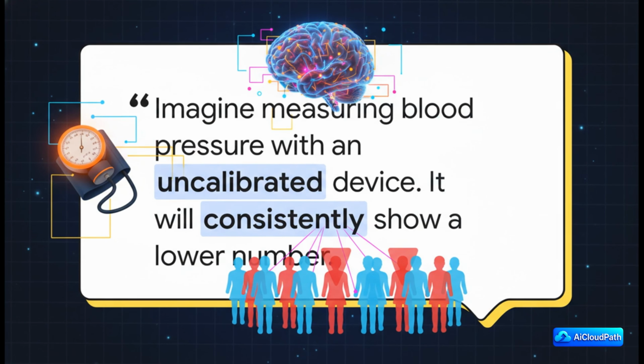And this blood pressure cuff example makes it super clear. Imagine a cuff that's not calibrated right, and it always reads, say, 5 points too low. Every single time you use it, you're getting a warped picture of someone's health. The data isn't just a little off, it's fundamentally broken before you even start your analysis.